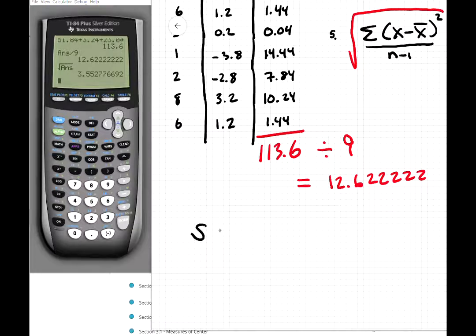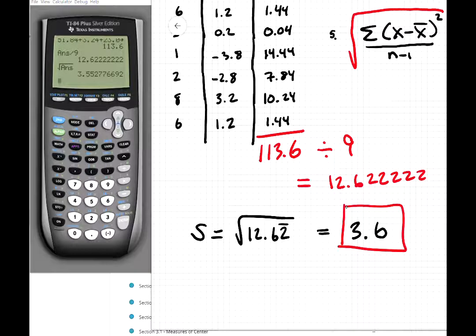Okay, so this is actually the variance here. So S is equal to the square root of 12.6 with the 2 repeating, or 3.6. Okay. Now, we've calculated the standard deviation.